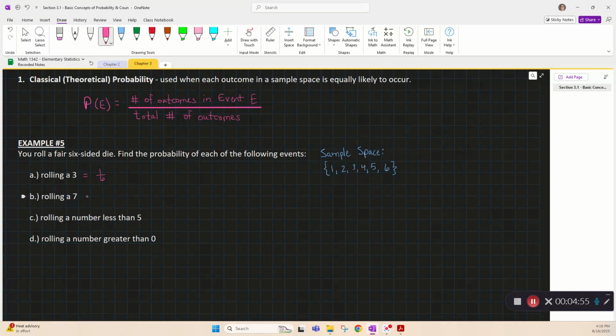Probability of rolling a 7. You're like, what? A 7? Did you mistype that? Nope. I'm asking you, what's the chance I roll a 7 if I have a fair 6-sided die? Well, there's no 7s, so 0 out of 6, which is just 0. Okay? Rolling a number less than 5. Well, what's less than 5? 1, 2, 3, and 4. So that probability would have to be 4 out of 6, which reduces to 2 out of 3.